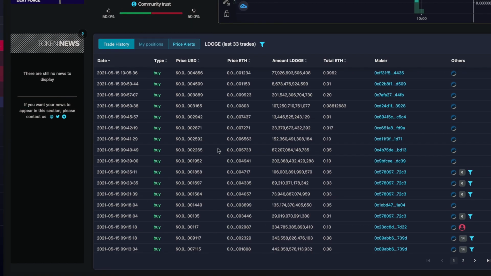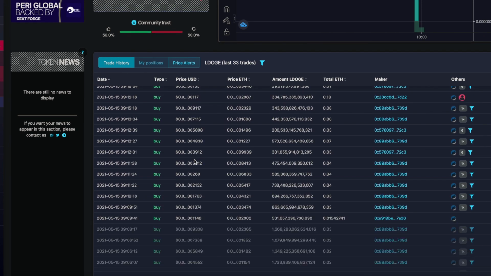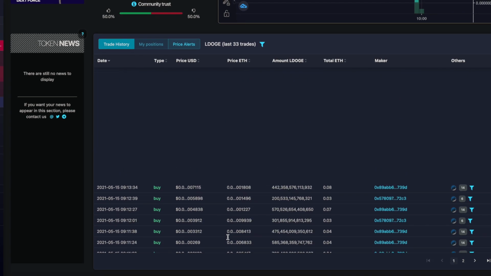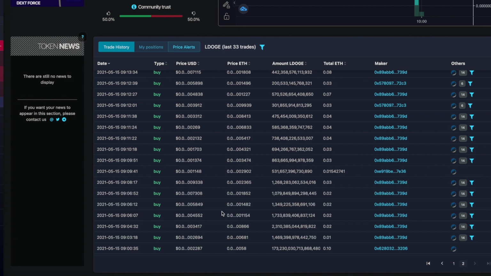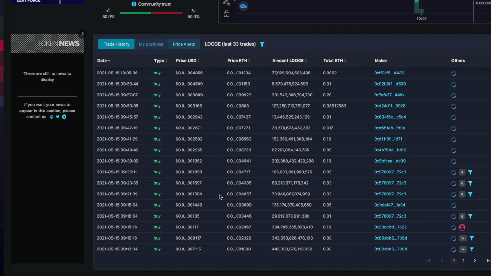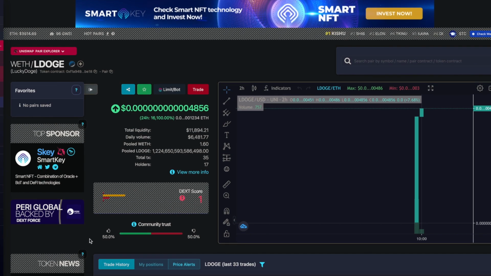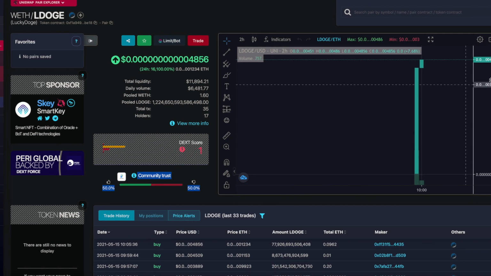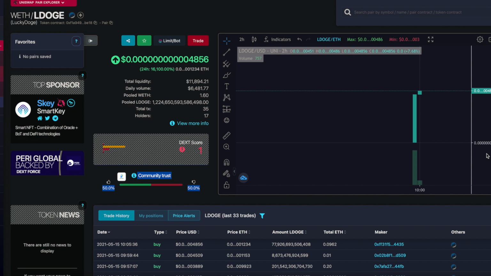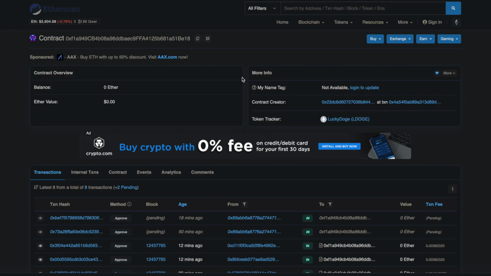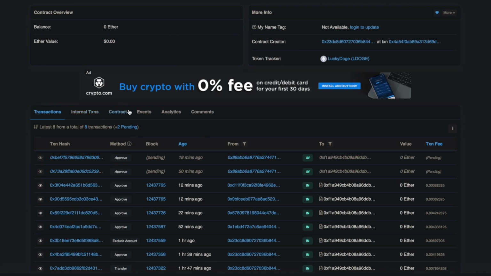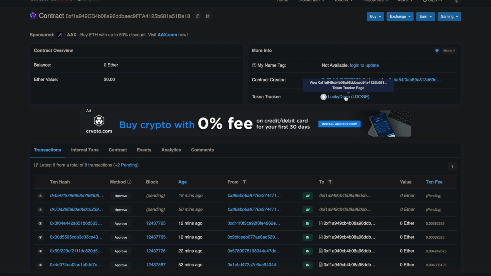Let's see the chart. The first thing on DEX Tools, look at this. This is already a big red sign. There's only buys in here, not a single sell. So this could be a honeypot. I also look at the rating sometimes. I would already not go into this coin, but I'm gonna go further and see what we can find in Etherscan. Lucky Doge.